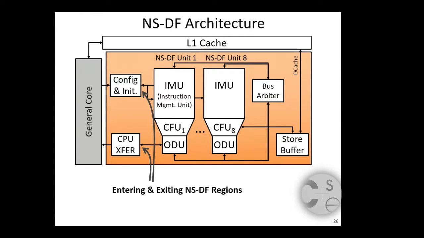Additionally, there is hardware for configuration and initialization, in particular for migrating the live values from the architecture registers on the host core and translating those into Dataflow locations in the NSDF processor, and then back again when the region completes. So that's what the architecture looks like.